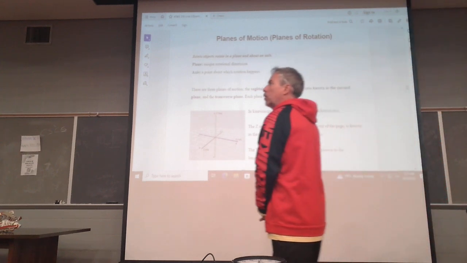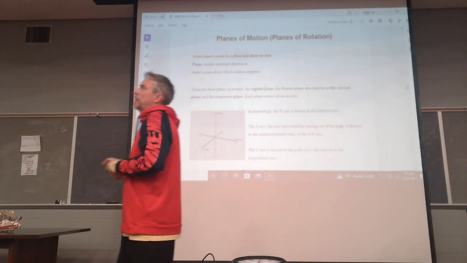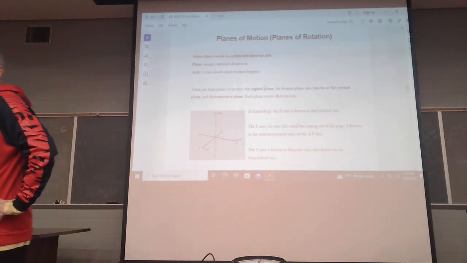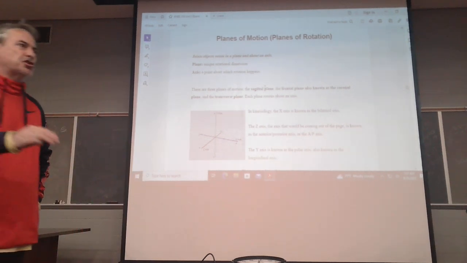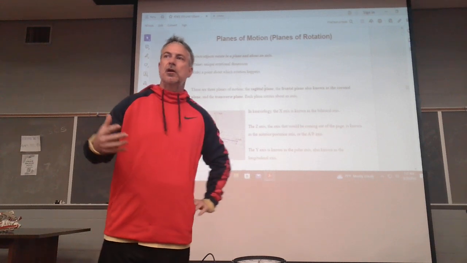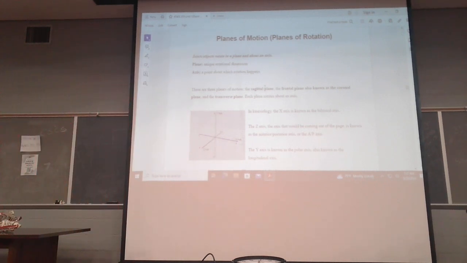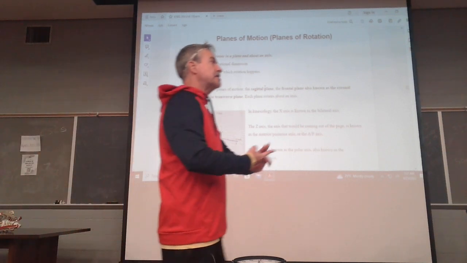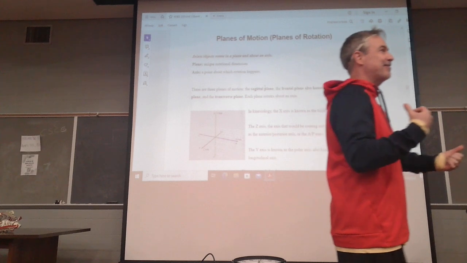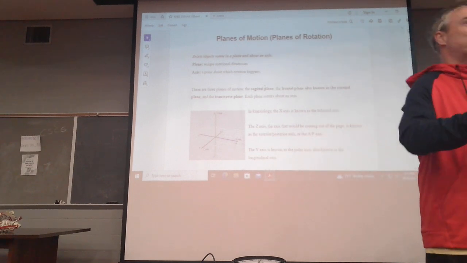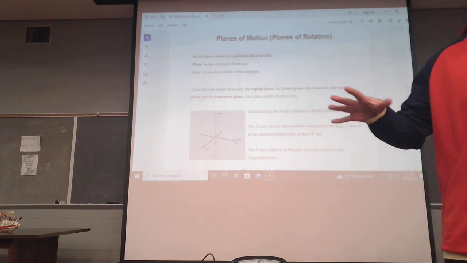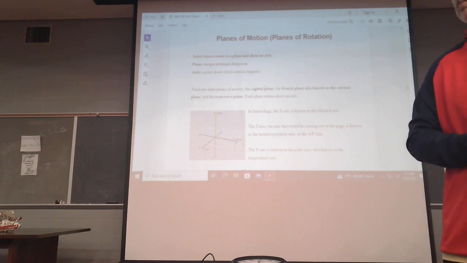So what we know about dimensions, three dimensions of straight line motion. We have the X, we have the Y, and we have the Z. And not only that, you can move two different ways in the X, Y, Z. Positive X, negative X. Positive Y, negative Y. Positive Z, negative Z.